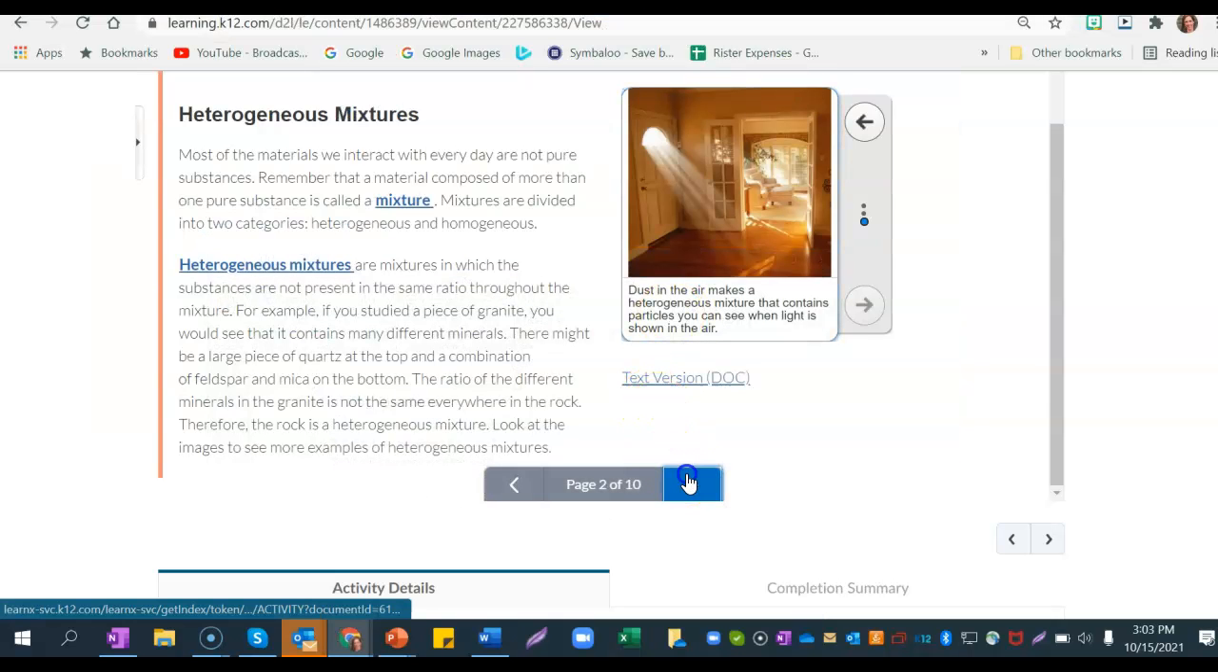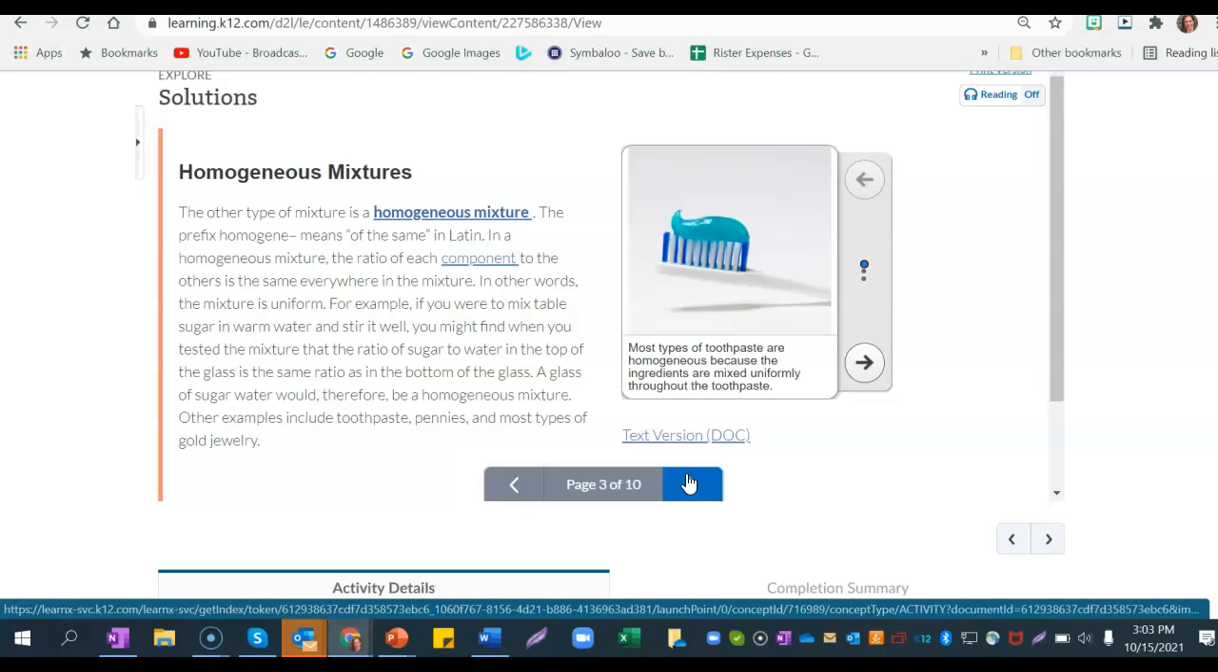So going on to the next slide, homogeneous mixtures. Homogeneous, that means the same in Latin. In a homogeneous mixture, the ratio of the components to the others is the same everywhere in the mixture. So in other words, the mixture is uniform. If you look at that picture of the toothpaste, even though there's different things in it, different ingredients, it's uniformly mixed. So that's how you know it is homogeneous.